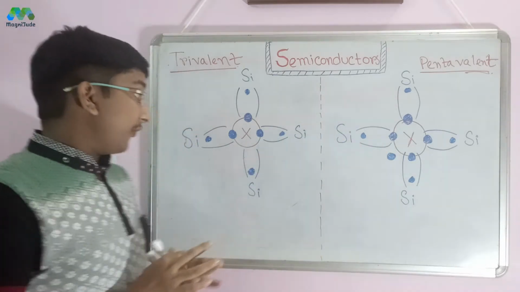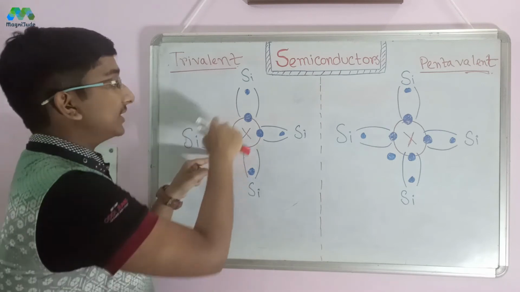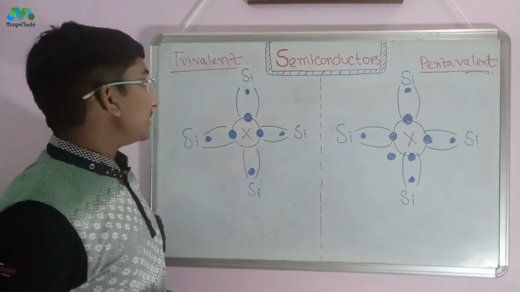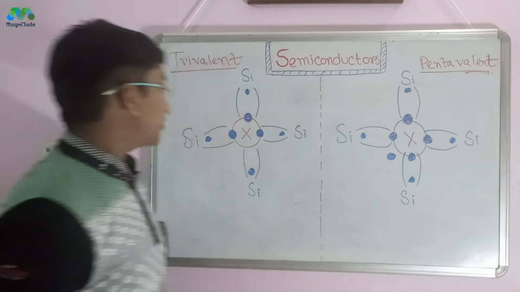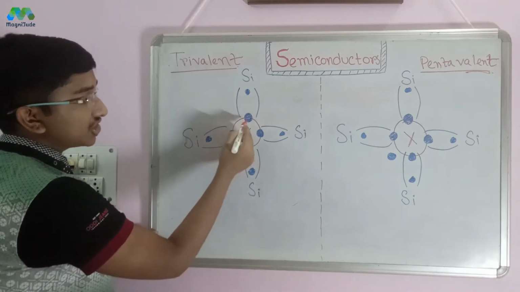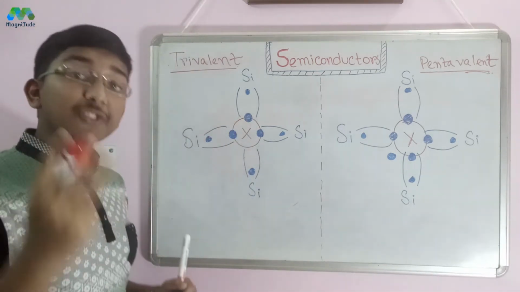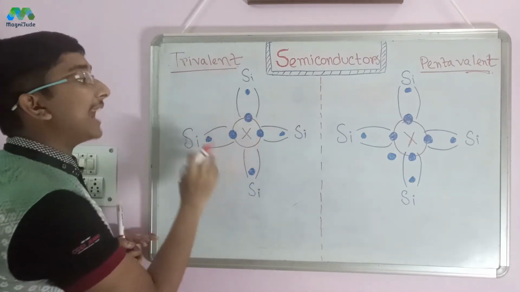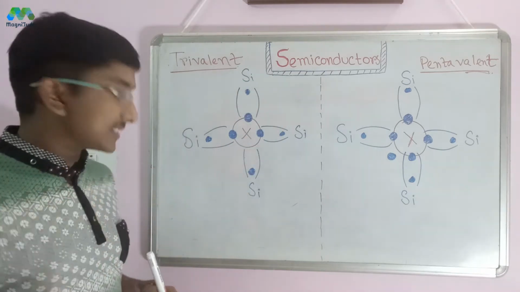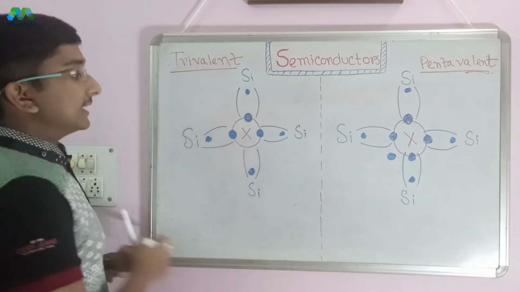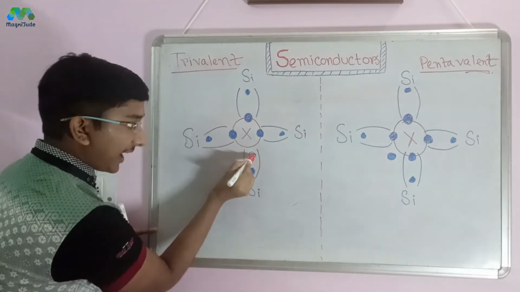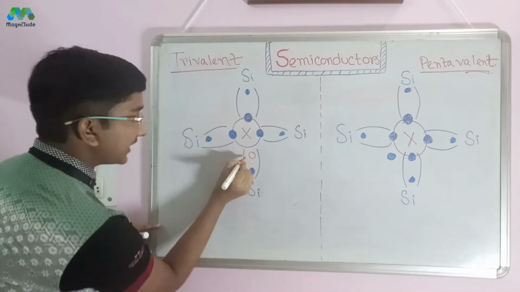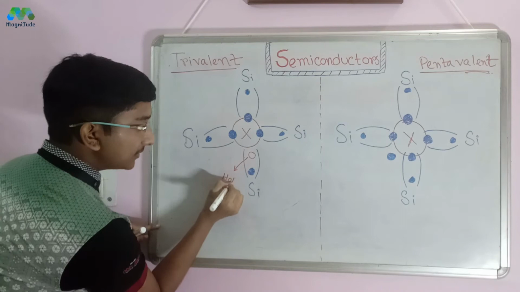Now it is time to keep our full focus on this trivalent impurity and this pentavalent impurity. What happens in the case of trivalent impurity? We see that the last shell of this impurity has 3 outermost electrons. These 3 outermost electrons will bond with the adjacent silicon atoms, and one bond will be empty. This vacancy of electron, we know, is known as a hole. So this vacancy will be known as a hole.